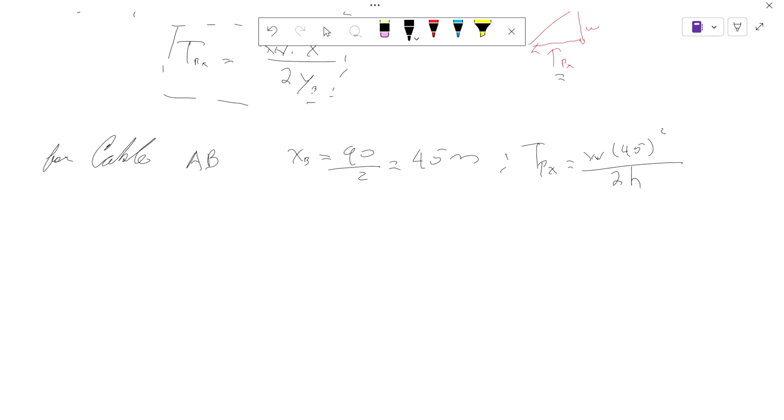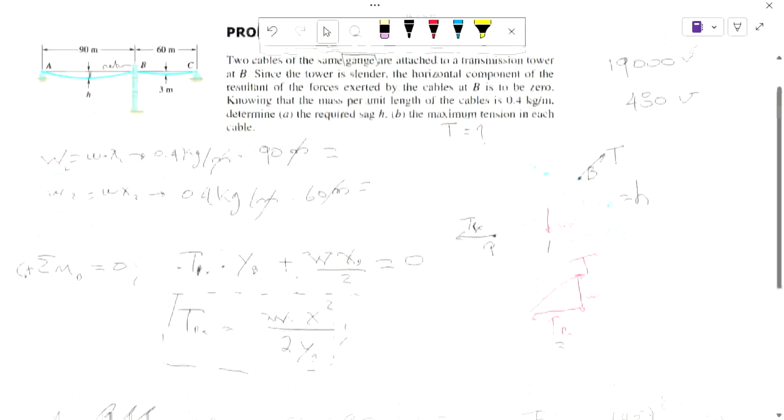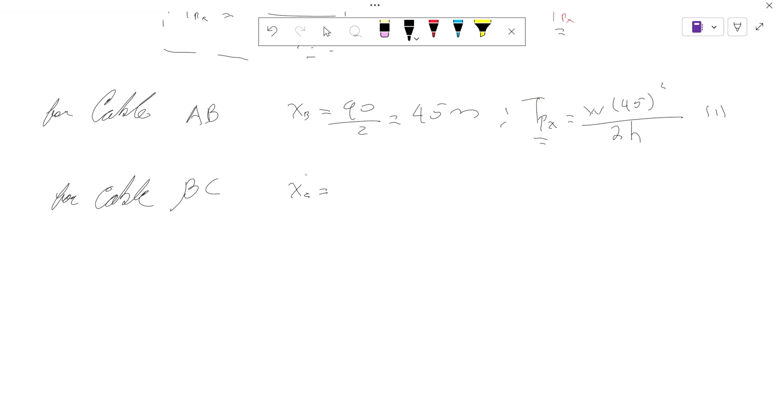Okay, in that case, we can actually find this, but we don't need to right now because there are two cables and they're asking us for the tension. So we can find the tensions at the same time. So let's put this as equation 1. Let's do the same thing for cable BC. For cable BC, what we have is that 60 divided by 2, that's point C, right? Yes, B to C. This is 60 divided by 2, which is equal to 30 meters.